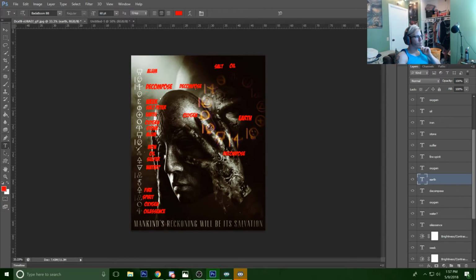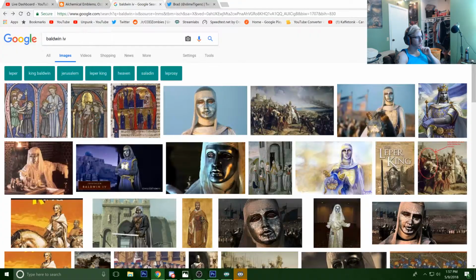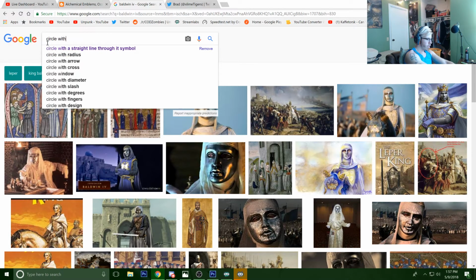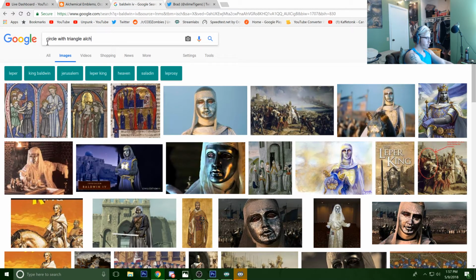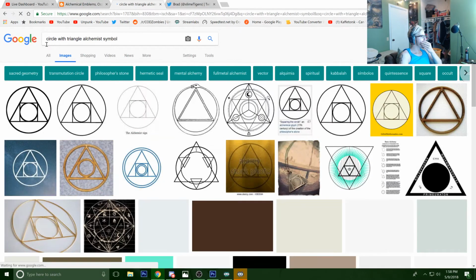Circle with a triangle, meaning, what did you say that was? Protection? I mean, in Satanist terms, yeah. Not alchemical, Satanist. Circle with triangle. It's to do with protection from evil and stuff.